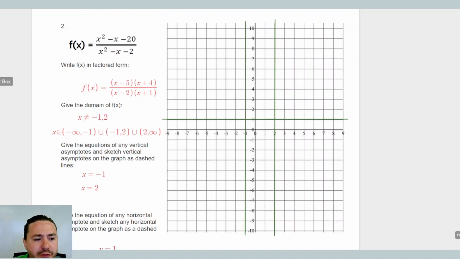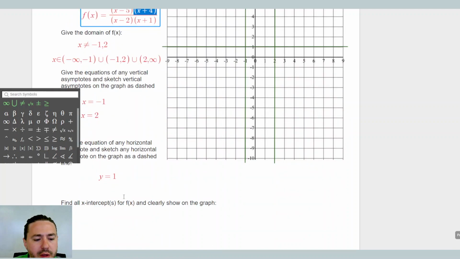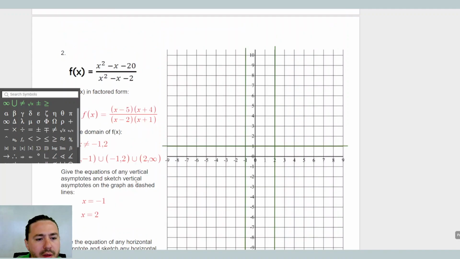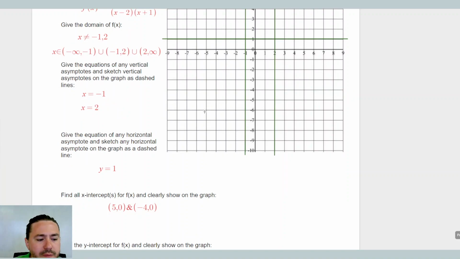Find the x-intercepts and clearly show them on the graph. Well, we can see from the numerator here that we're going to have an x-intercept at 5 and one at -4. So let me go ahead and write that here. 5, 0, and I think the other one was -4. Is that what I said? I'll double check, but I think it was -4. Yes. And clearly show them on the graph. So we will go ahead and plot those two points. So we've got one right here, and we've got one right here.